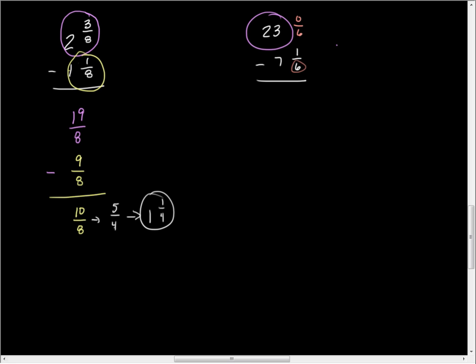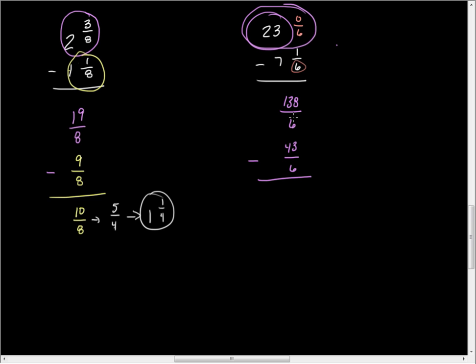And now I'm just going to go through that exact same process. I'm going to convert that top mixed number into a fraction. 6 times 23. Well, 6 times 20 is 120, plus 6 times 3 is 18, so 120 and 18 is 138. That makes for 138 plus 0 gives us 138 over 6, minus 6 times 7 is 42, plus 1 is 43, divided by 6.